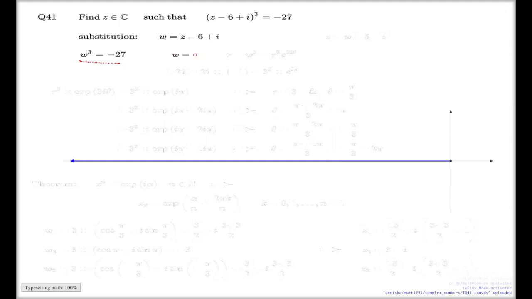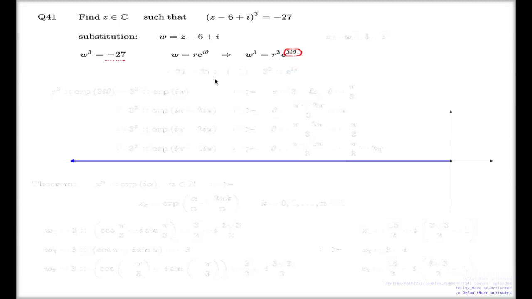For the W, I will use the symbolic form. So R will be the absolute value, and theta is the argument. And if I do so, we know what happens when you raise a complex number in exponential form to a cubic power, right? Something like this happens. The W cube will take this exponential form. You will cube the modulus, and you will triple the argument.